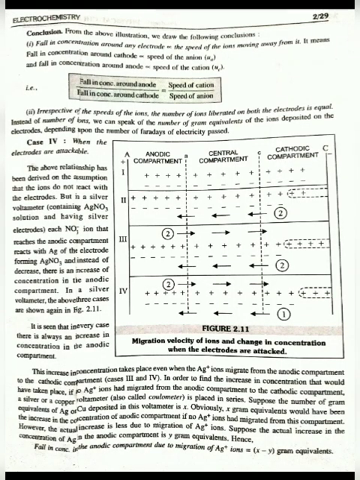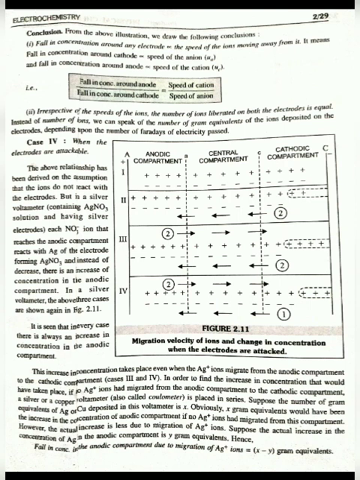Conclusion. From the above illustration, we draw the following conclusions. First, fall in concentration around any electrode is directly proportional to the speed of ions moving away from it. It means fall in concentration around the cathode is proportional to the speed of the anion, and fall in concentration around the anode is proportional to the speed of the cation. That is, fall in concentration around anode upon fall in concentration around cathode is equal to speed of cation upon speed of anion. Second, irrespective of the speeds of the ions, the number of ions liberated on both the electrodes is equal. Instead of the number of ions, we can speak of the number of gram equivalents of the ions deposited on the electrodes, depending upon the number of farads of electricity passed.